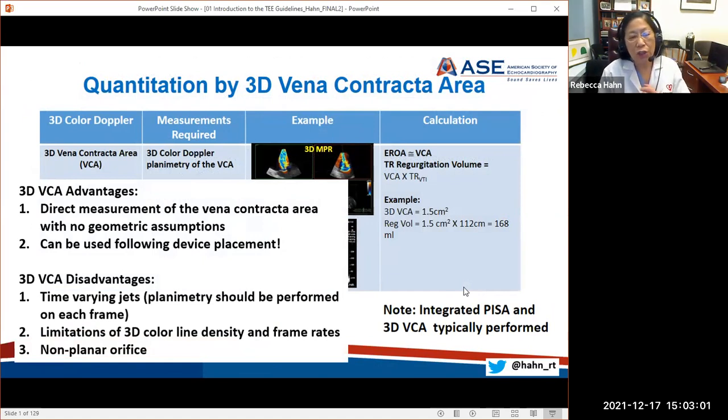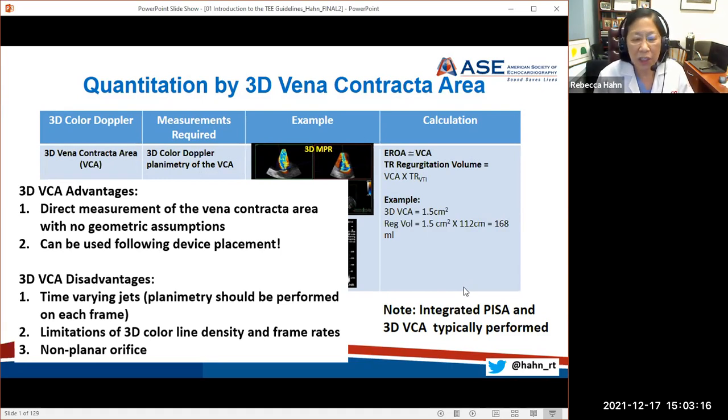And the advantage is that it's a direct measure of the vena contracta area with no geometric assumptions at all. So it could be any irregular shape that it is, and we're going to measure it exactly. And then it could be used following device placement. That may be the best utility of it.